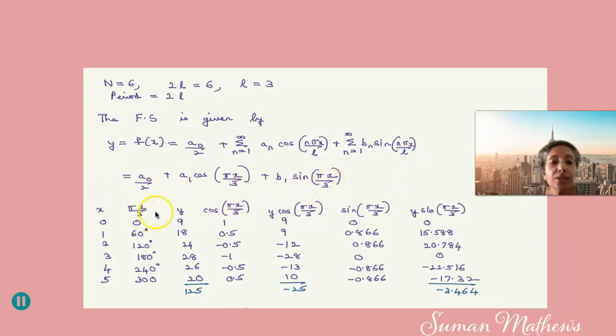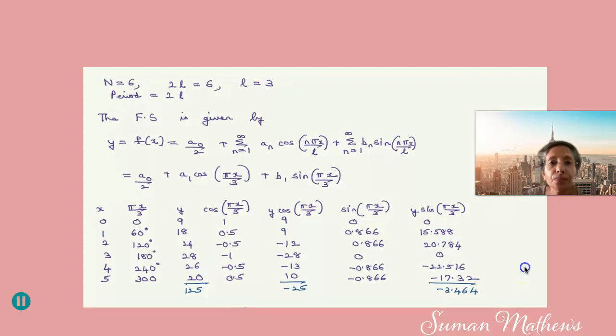So we have x, pi x by 3, y cos pi x by 3, sin pi x by 3, and y sin pi x by 3. When x is 0, this is 0, and y is 9, so cos pi x by 3 is cos 0, which is 1. So y cos pi x by 3 is 9, sin pi x by 3 is 0, and y sin pi x by 3 will be 0. Likewise, we calculate everything and we calculate sum of y, summation y cos pi x by 3 and summation y sin pi x by 3.